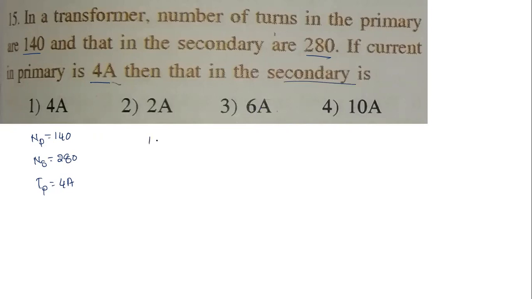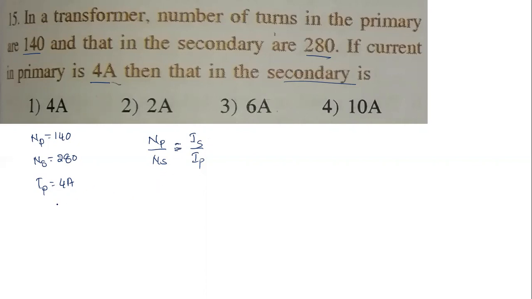Again, same formula: NP by NS equal to IS by IP. Remember one hint: whenever you take NP and NS and IS and IP, take reciprocals. Voltage and current are reciprocal, but when you take voltage and turn ratio, they are directly proportional. So using this relation, you can find out the answer.